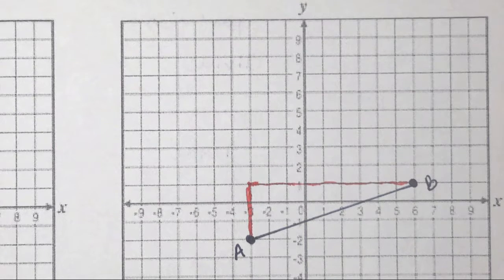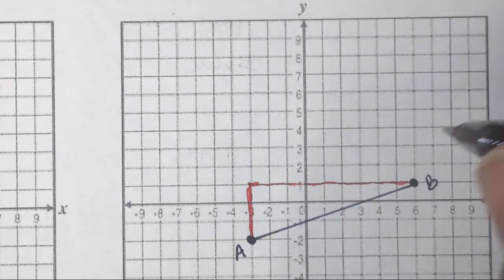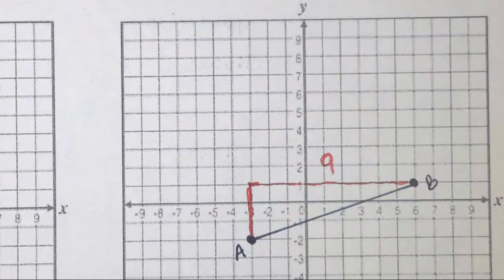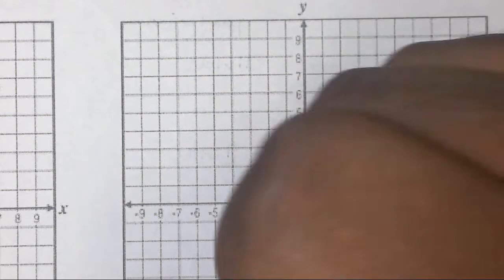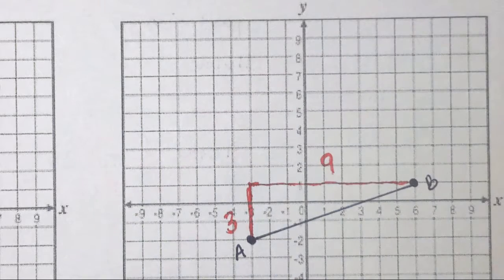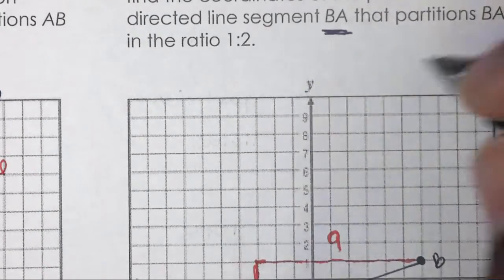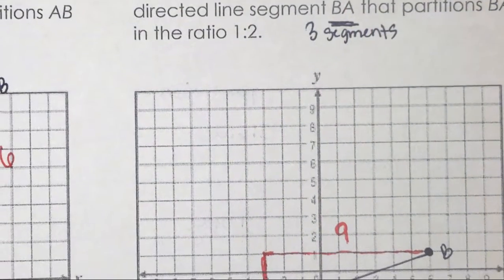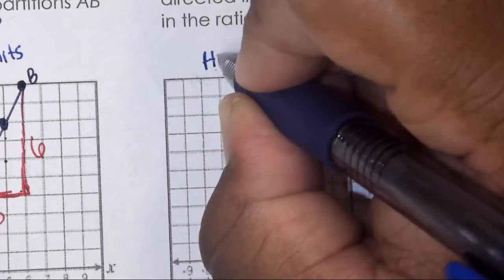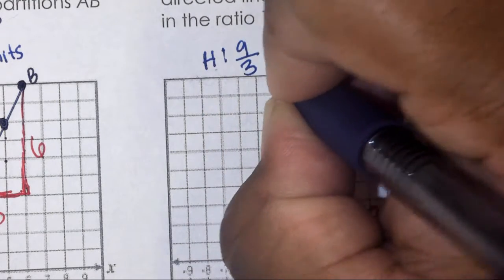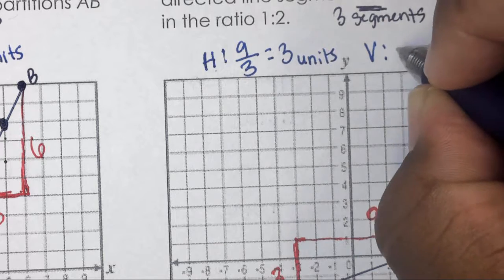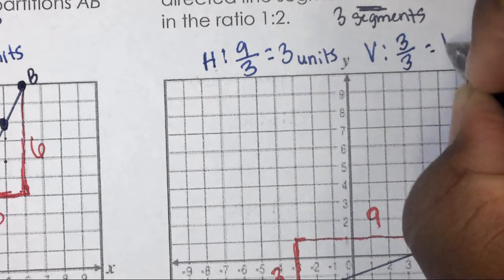What's the distance horizontally? Somebody counted that? 9? It's 9. Vertically? 3. I forgot to ask y'all starting out, but we can calculate it now. How many segments do we have in total? 3. So 3 segments. Alright, so do your horizontal and your vertical. Horizontally, it's going to be 9 divided by 3, 3 units. Vertically, it's going to be 3 divided by 3, which is 1.